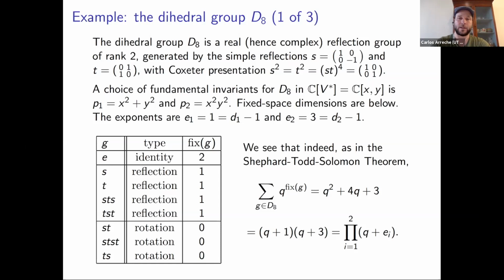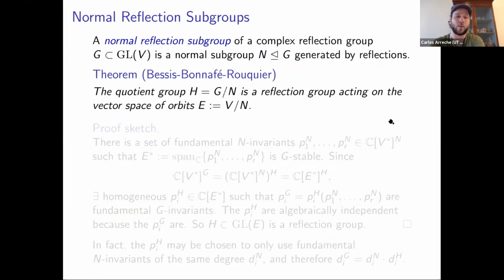So I'll come back to D8 again to illustrate our results involving the normal reflection subgroups. Let me now define what those are. So a normal reflection subgroup of a reflection group G is going to be a normal subgroup that is again a reflection group, as in it's generated by reflections.